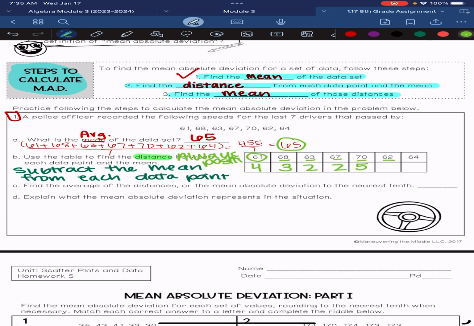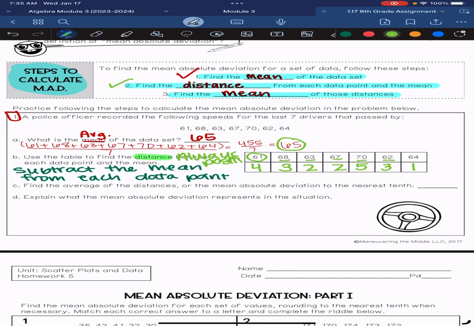62 minus 65 is negative 3, but again, it has to be positive, so I'm going to put positive 3. And 64 minus 65 is negative 1. Has to be positive, so I'm going to put positive 1. So that was step 2. I found the distances from each data point to the mean. If you notice, they gave us a table to help us write those distances. If they do not give you a table, you can easily make one.